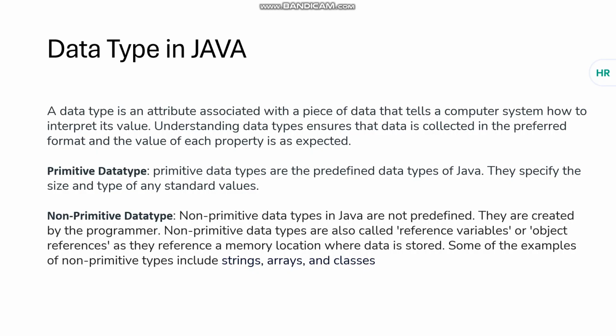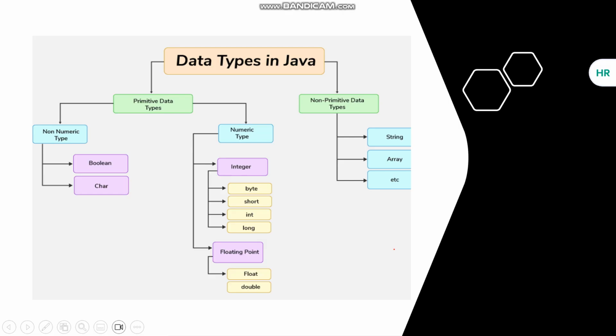So sometimes we call Java not a 100% object-oriented programming language because of the primitive data types. But we have an alternative for the primitive data types, the wrapper classes, which we'll be discussing in the coming video. These are the primitive data types we have.